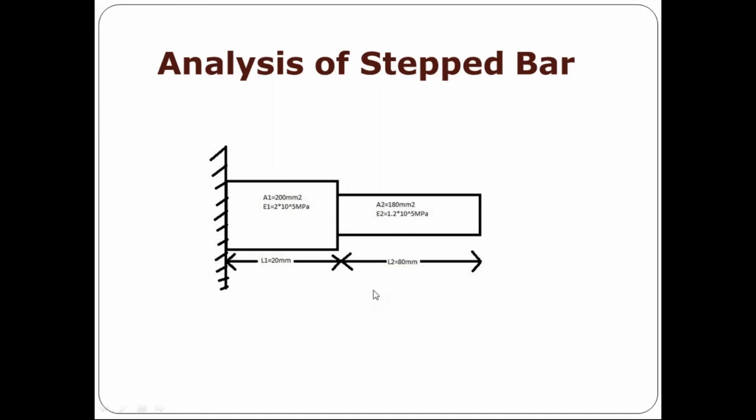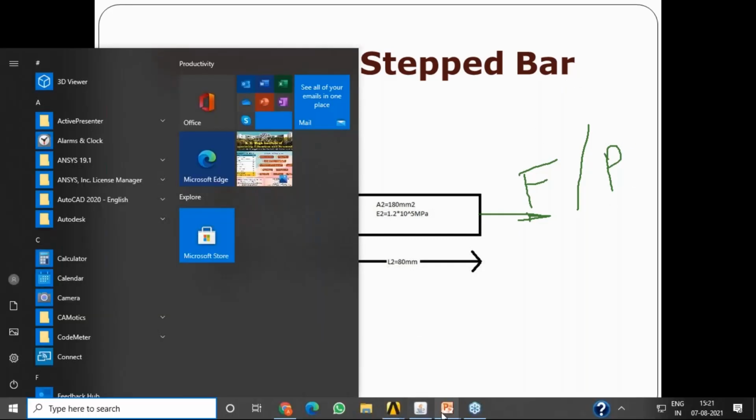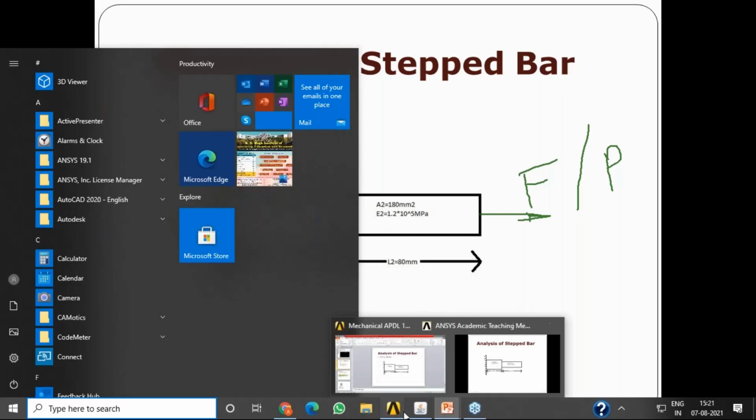So what we have done so far, now we have just modeled this stepped bar in ANSYS. Now what is remaining? We have to apply this degree of freedom constraint at the first end, and at the second end you have to apply some force, or you can say F or P. So how to do these things?